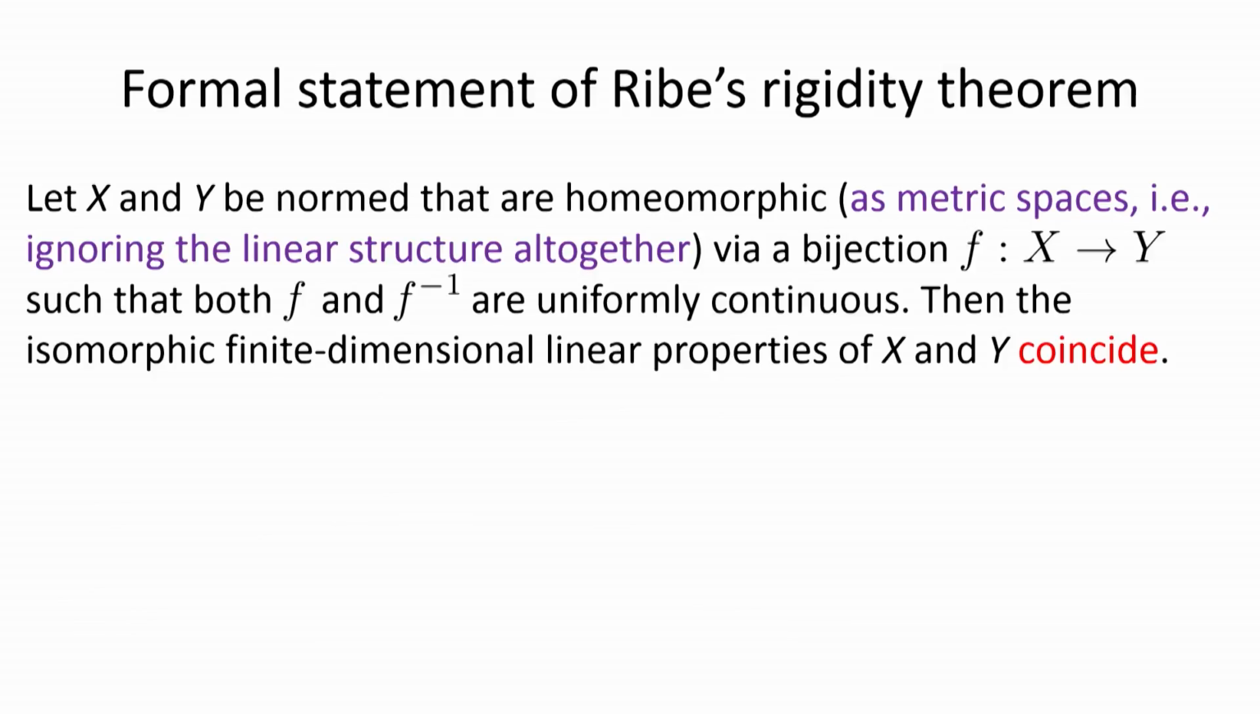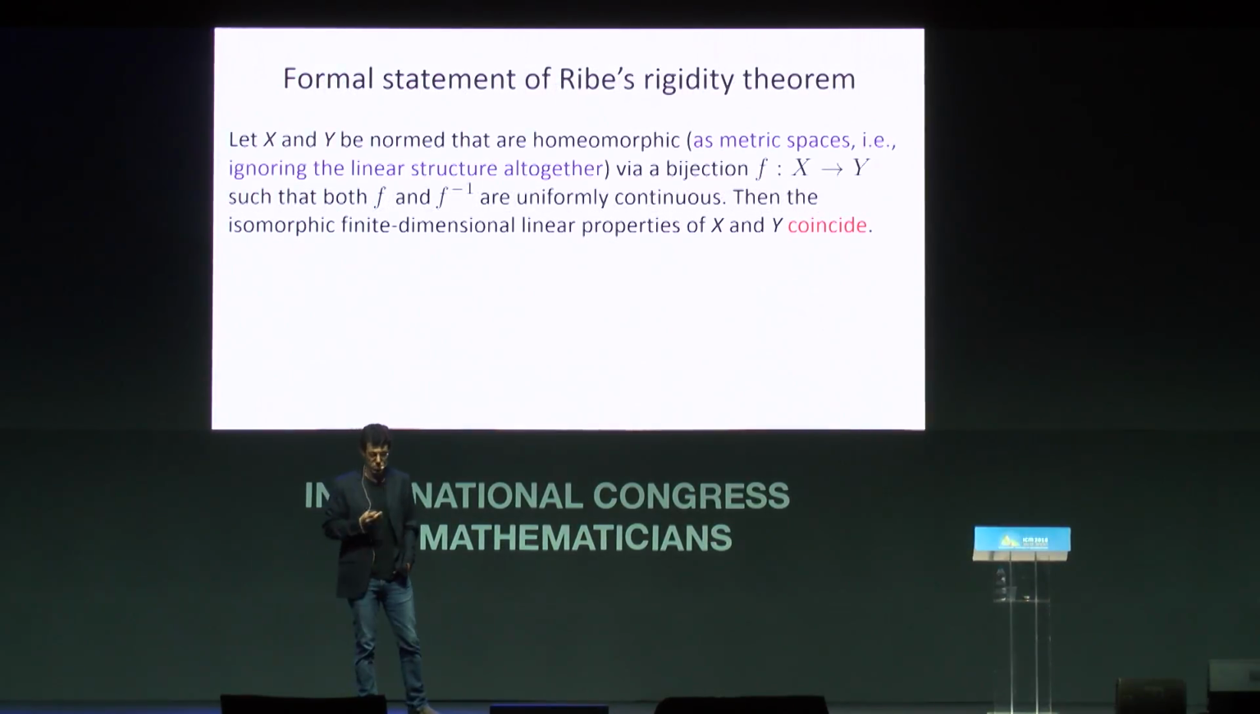So Ribe's rigidity theorem says that if you give me any two normed spaces, and you forget that they are normed spaces, suppose that they are homeomorphic as topological spaces, but not merely as topological spaces. You want some little bit of quantitative control. So you want the homeomorphism F to be uniformly continuous, and also its inverse to be uniformly continuous. If there exists such a homeomorphism, then X and Y have the same isomorphic finite dimensional linear properties. Anything you can say about finite dimensional subspaces, no matter how linear it looks, if X has it, Y has it, and vice versa. Just from the fact that they are homeomorphic with uniform continuity.